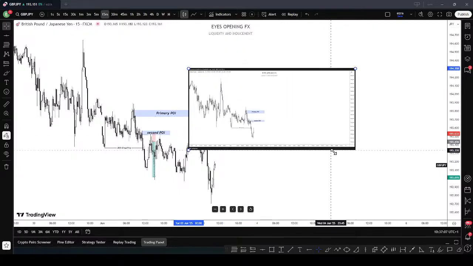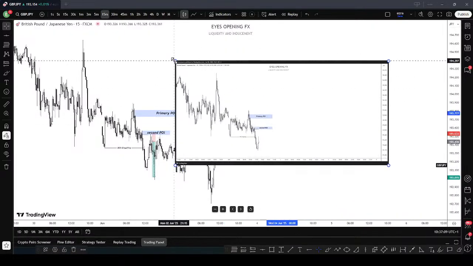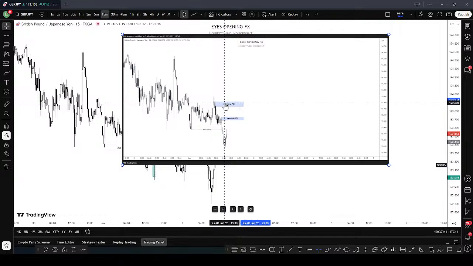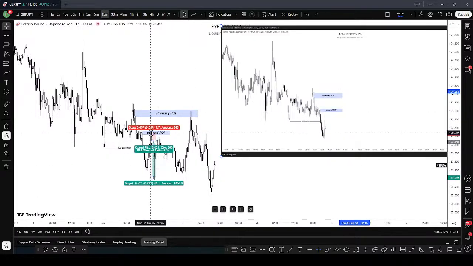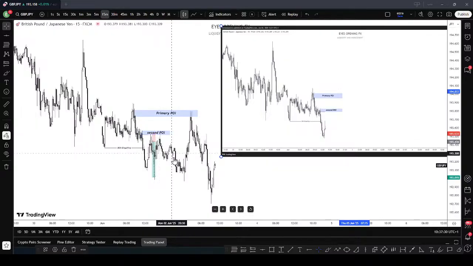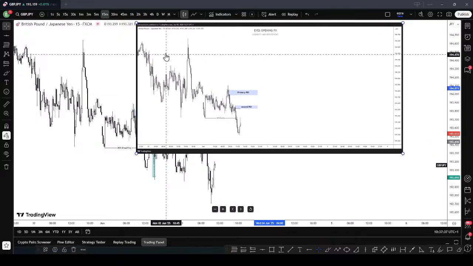How I marked it, the two POI I used yesterday. So this is the first, that is the primary POI. This is the second POI, secondary POI. And the reason is pure mitigation. Market came back for this mitigation and sold off. The first mitigation pushed price to sell. The first sell move pushed it to sell the second time. It came back again to this and sold off. So this is the trade.